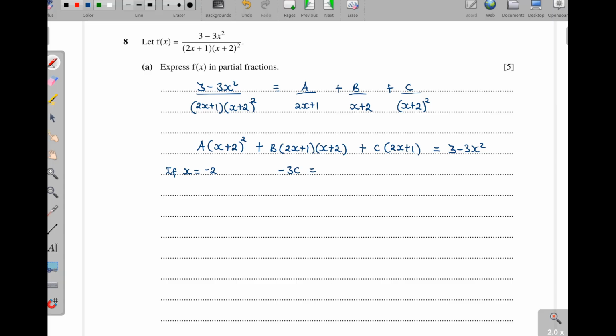Then of c, is equal to, also substitute here. You have negative 2 squared. What do you get? That is positive 4. Positive 4 times 3, that is 12, and then 3 minus 12, you get a negative 9. Then divide by a negative 3 here. So that means our c is going to be equal to 3.